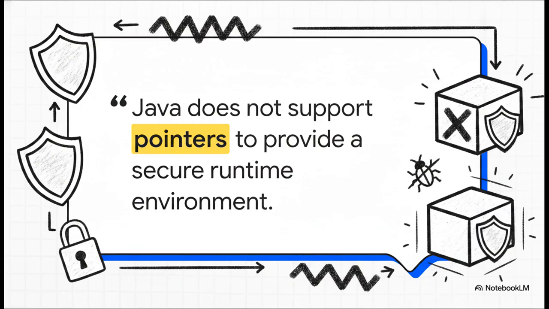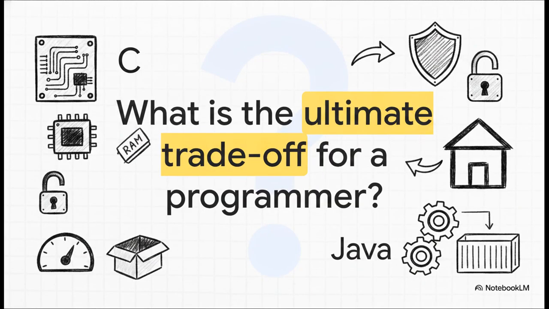Think about it. If you can't access direct memory addresses, you can't accidentally, or maliciously for that matter, overwrite critical system memory. It eliminates a massive source of bugs and security vulnerabilities, essentially sacrificing that raw hardware control for a highly secure, simplified sandbox. So this really leaves us with a final question to ponder.